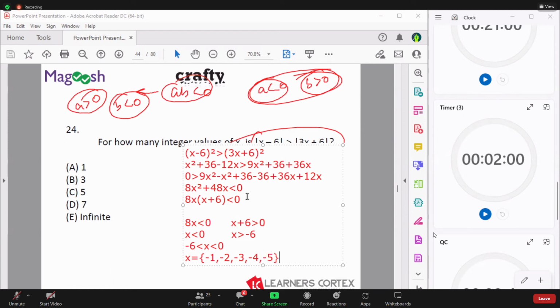Yeah. Yes. Okay. So the next situation is where 8x is greater than 0. So x plus 6 should be less than 0 then. Yeah. Okay.